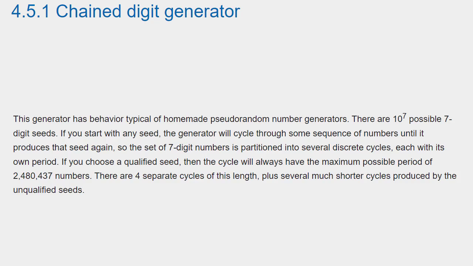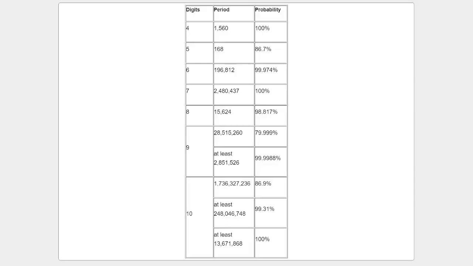There are 10 to the power 7 possible 7-digit seeds. If you start with any seed, the generator will cycle through some sequence of numbers until it produces that seed again. So the set of 7-digit numbers is partitioned into several discrete cycles, each with its own period. If you choose a qualified seed, then the cycle will always have the maximum possible period of 2,480,437 numbers. There are 4 separate cycles of this length, plus several much shorter cycles produced by the unqualified seeds.